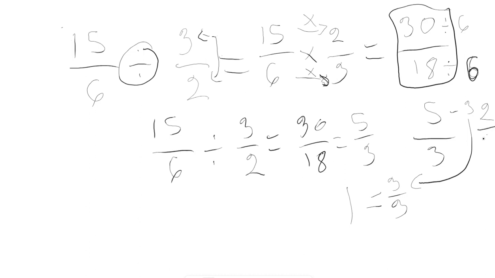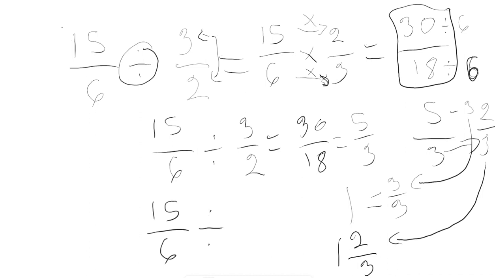The remaining 2 is over 3, which comes over and turns your answer into 1 and 2 over 3. So the final answer to this question is 15 over 6 divided by 3 over 2 is equal to 1 and 2/3. This is the final answer in its lowest form. So that was a brain teaser.